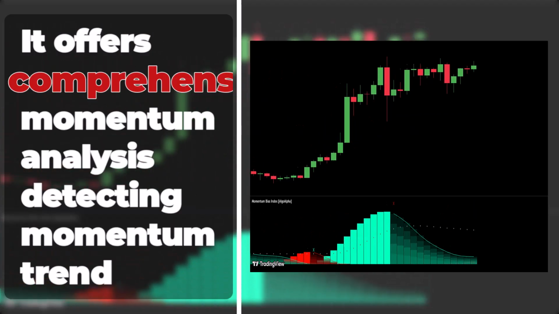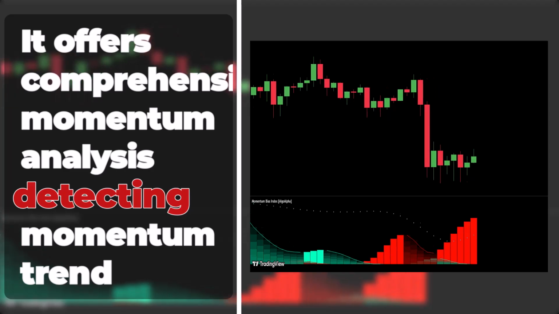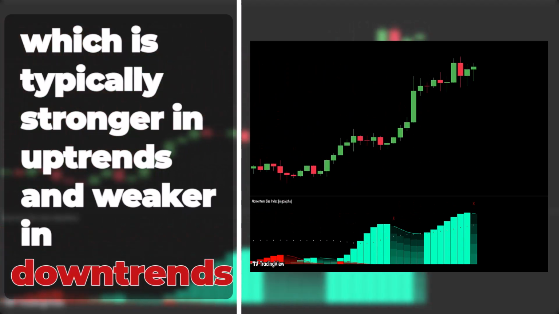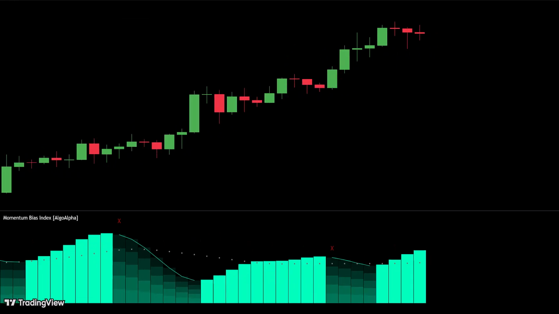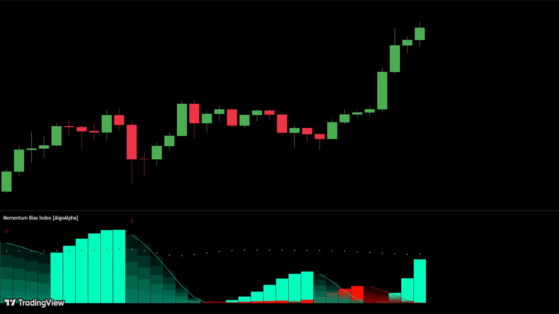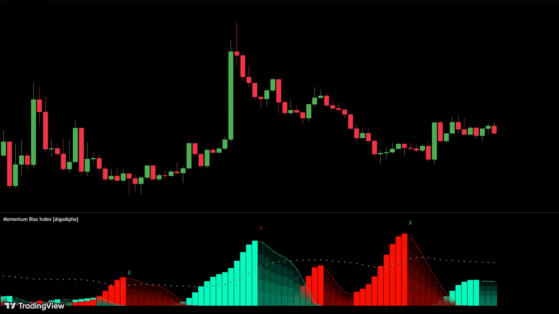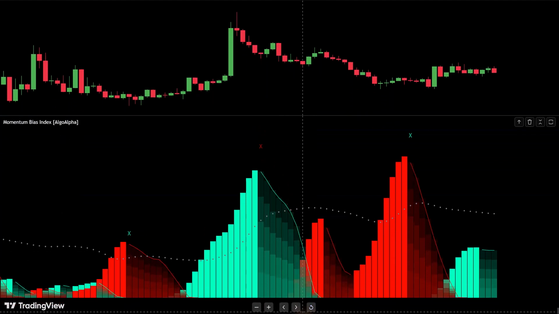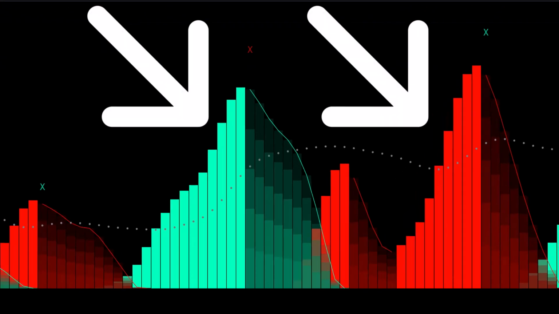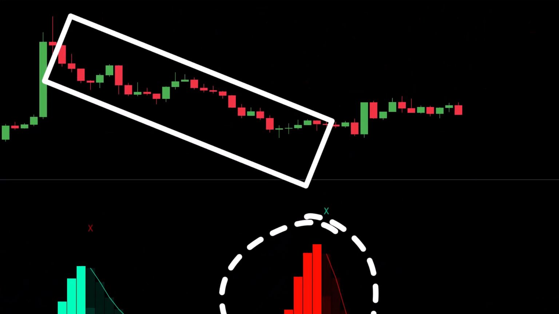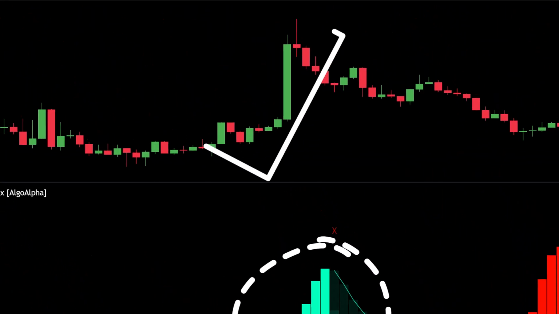It offers comprehensive momentum analysis, detecting momentum trend, which is typically stronger in uptrends and weaker in downtrends. The indicator quantifies this phenomenon by oscillating around the zero line with stronger positive values and negative values. At first glance, this indicator looks like a vibrant histogram, but it's more than just colors and bars. The bars represent the strength and direction of momentum. Red bars show bearish momentum, and the green bars show the bullish momentum.